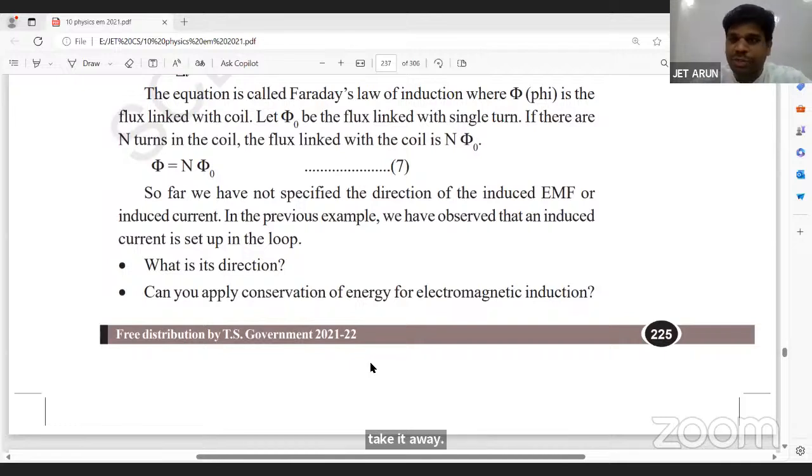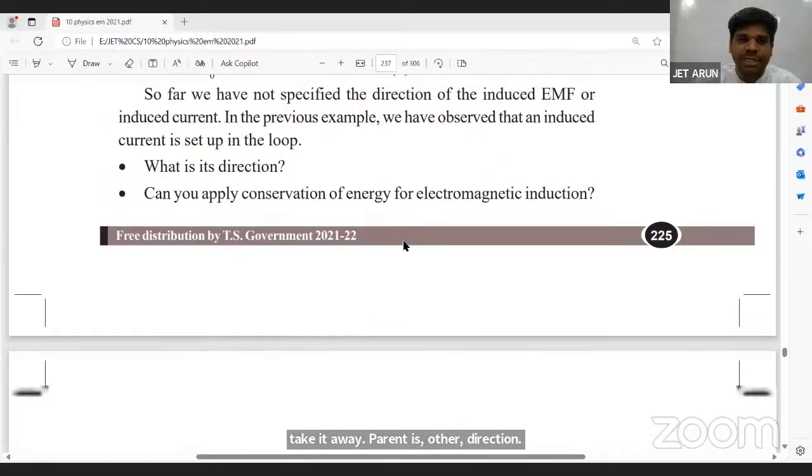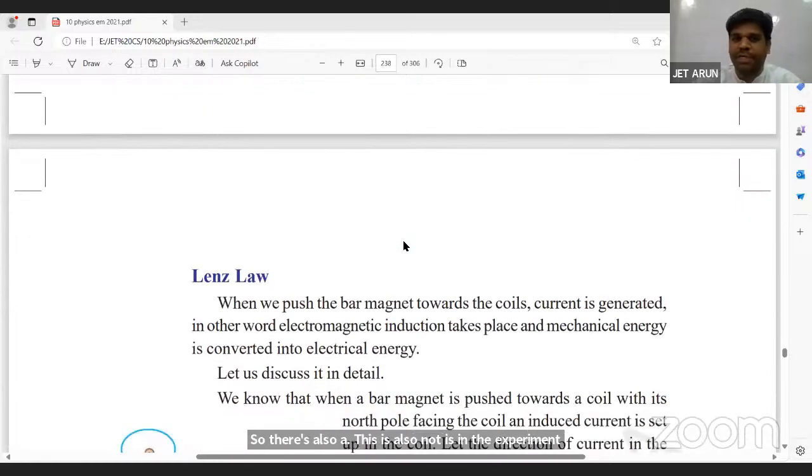So this is also concluded. This is also noticed in the experiment. So there's another law to conclude the direction of current. That's Lenz's law. Lenz's law is a qualitative law, students, in physics.